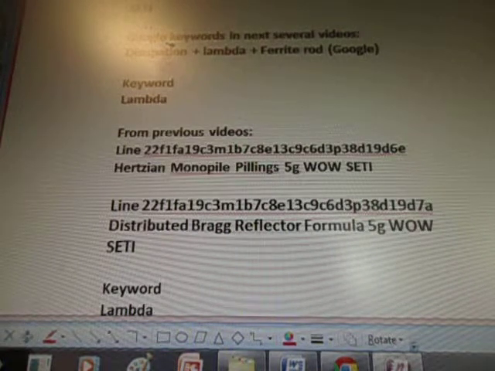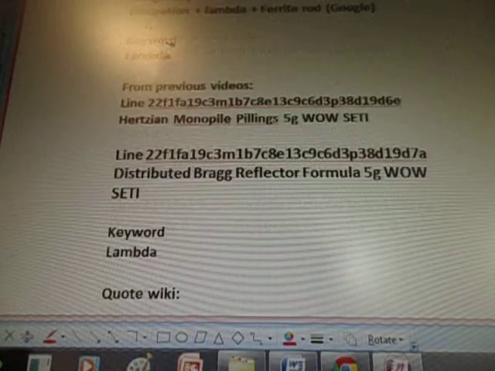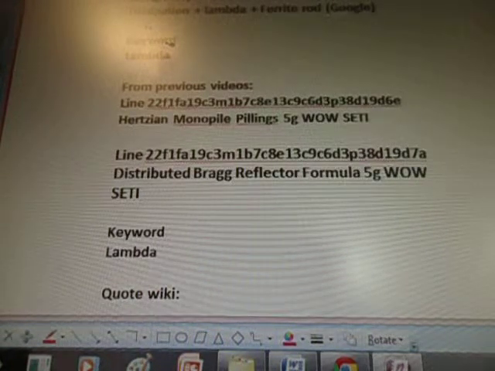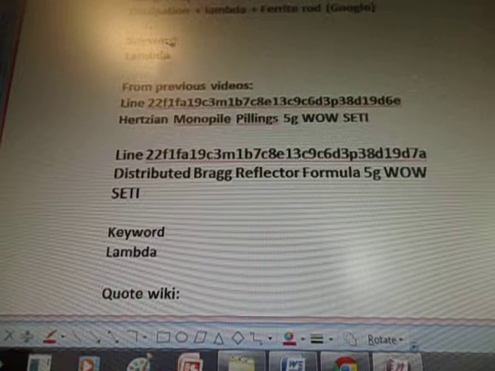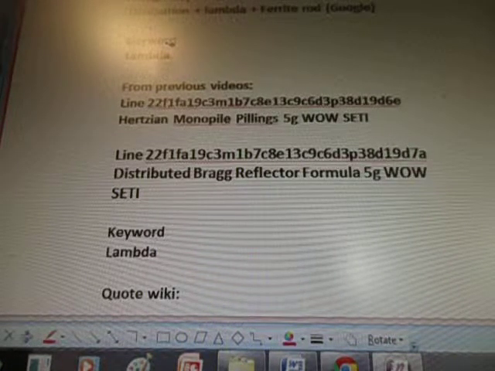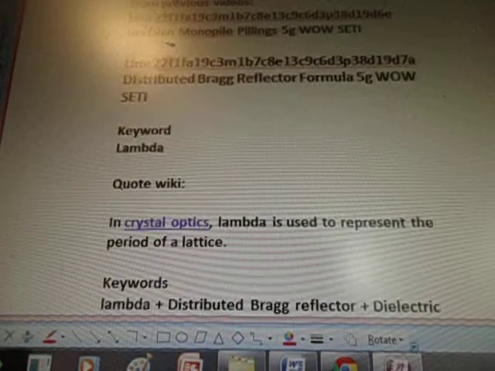22f1fa19C3M1b7C8E13C9C6D3P38D19D6E Hertzian Monopile Pillings 5G Wow Seti. Then we went up to line 22f1fa19C3M1b7C8E13C9C6D3P38D19D7A distributed Bragg reflector formula 5G Wow Seti. And the keyword lambda again.